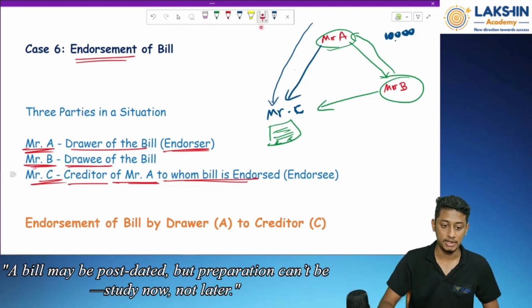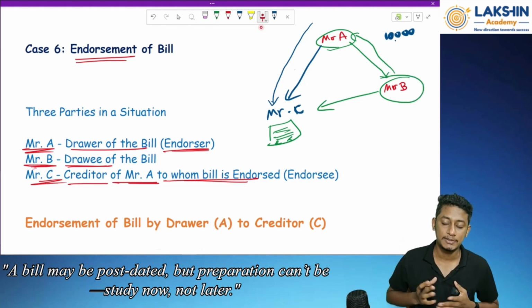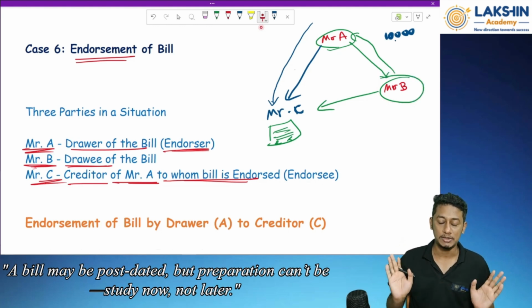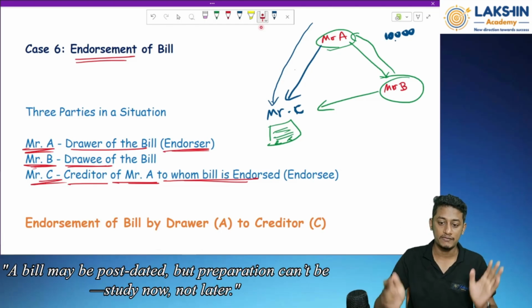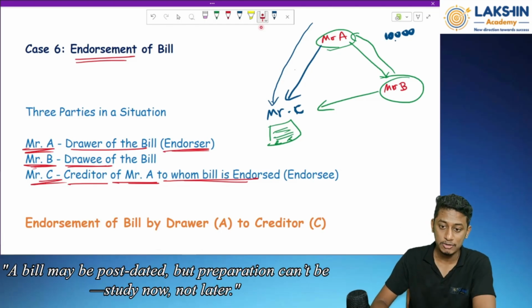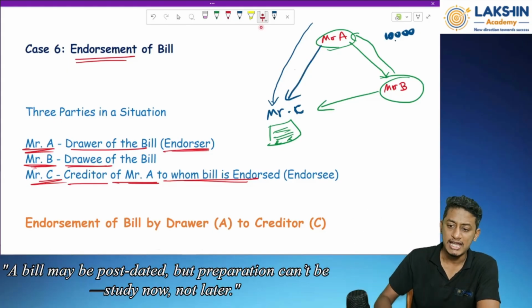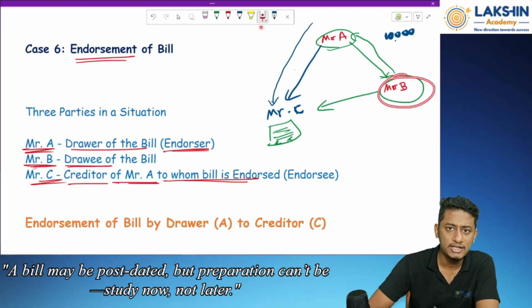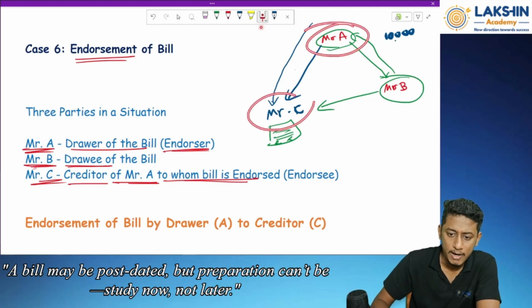Remember the terms. Mr. B will only be the drawee of the bill and nothing else. He is the acceptor, he is the drawee of the bill. He is supposed to make the payment and nothing else. He is not concerned with anything of the transaction. So coming back to my point, because the transaction was done between Mr. A and Mr. C for the endorsement of the bill, is Mr. B worried about anything? No, because the transaction was done between these two parties and Mr. B is not concerned about this.